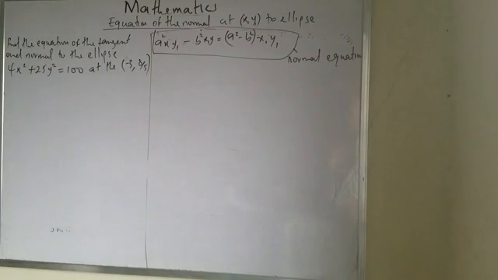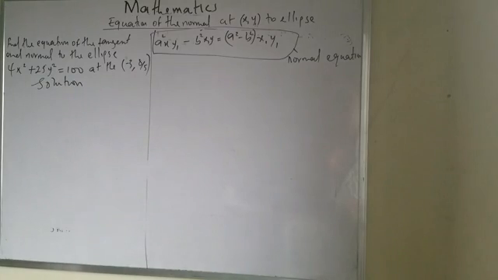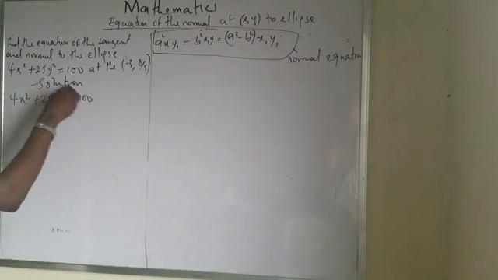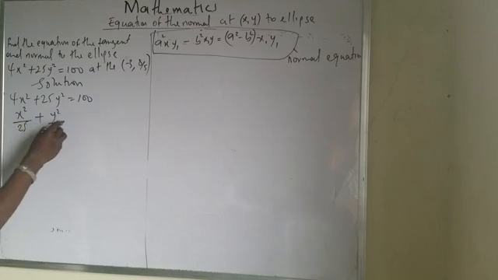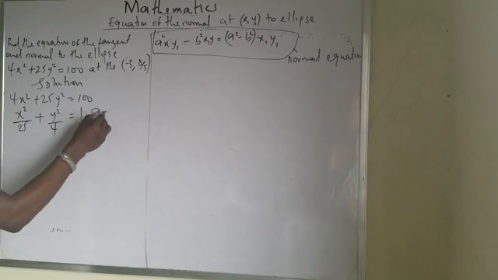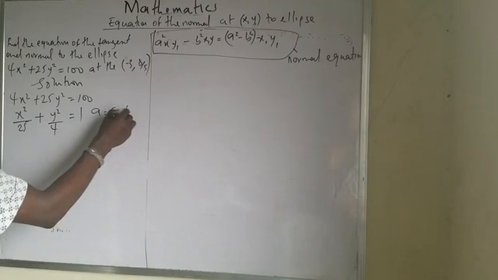Now, what I need to do is solve this particular problem. Solution: 4x squared plus 25y squared equals 100. Now, I can say that x squared over 25 plus y squared over 4 equals 1. It means my a equals 5, b equals 2.